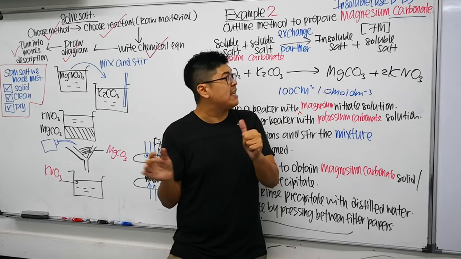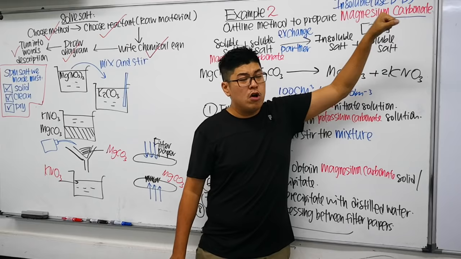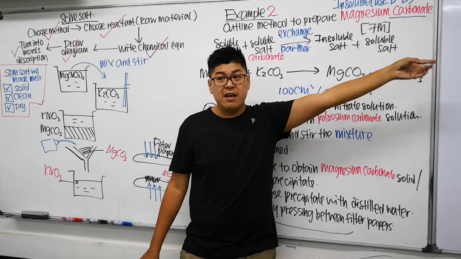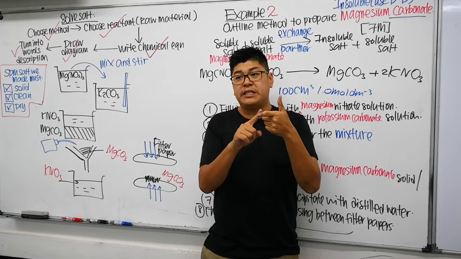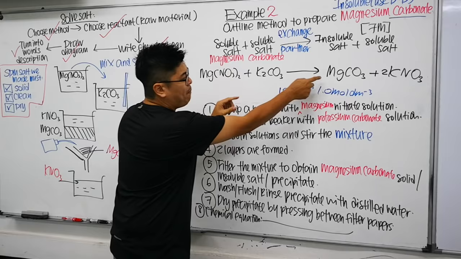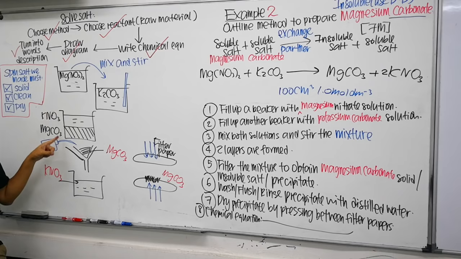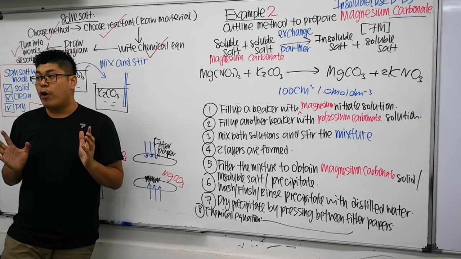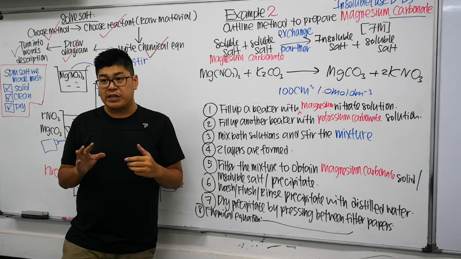So you must know magnesium is a positive ion, to make it soluble pair it with nitrate. Carbonate is a negative ion, to make it soluble pair it with sodium, potassium, or ammonium. After that, complete this equation and change the partner. Once you complete this equation, please go and draw a good diagram. Because when you draw a good diagram, you are able to imagine what is going on. And when you know what is going on, although it sounds a bit rude, you can use this diagram to guide your answer.